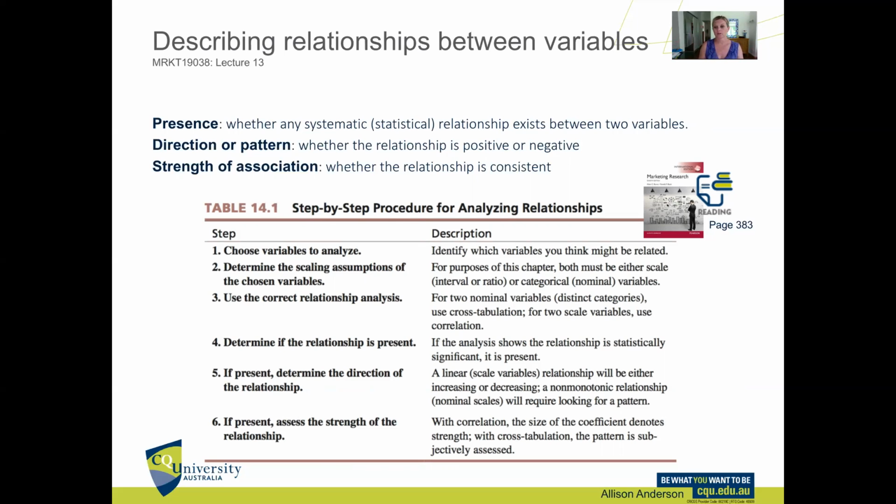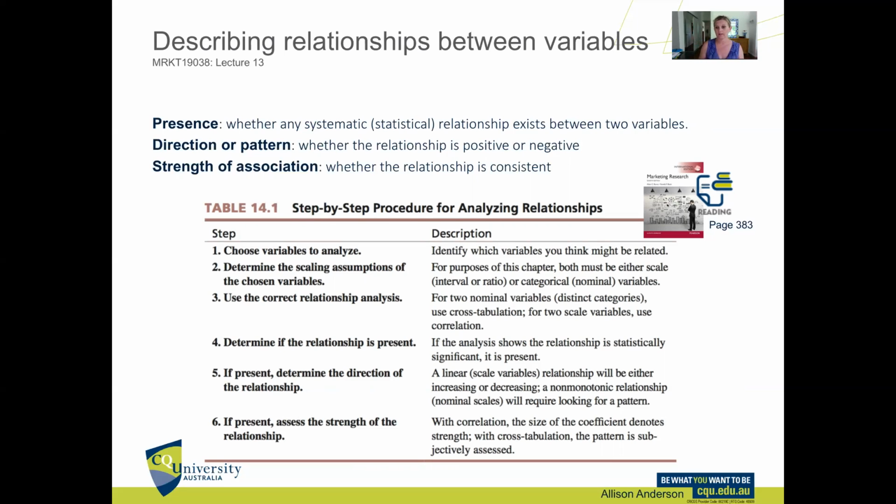If the analysis shows the relationship is statistically significant, then it is present. Okay, so you first find out if it's present, as shown at the top there. Next, you find out the direction of the relationship.